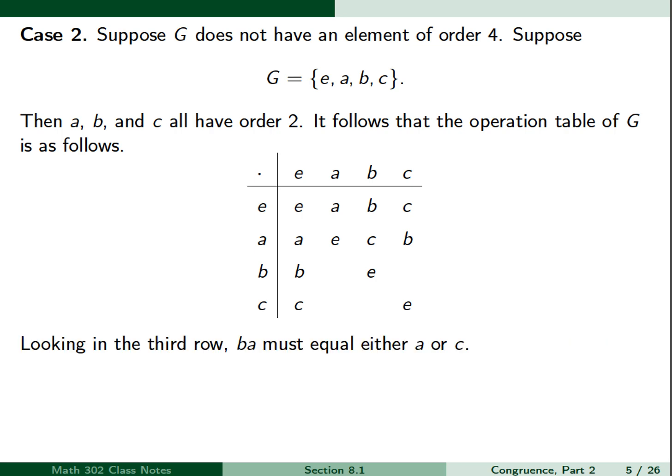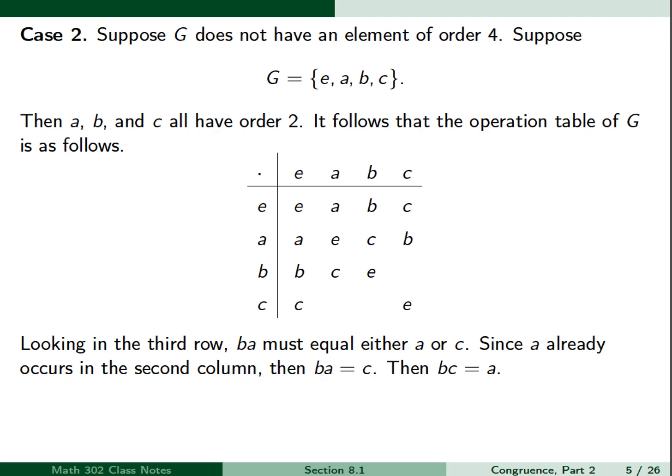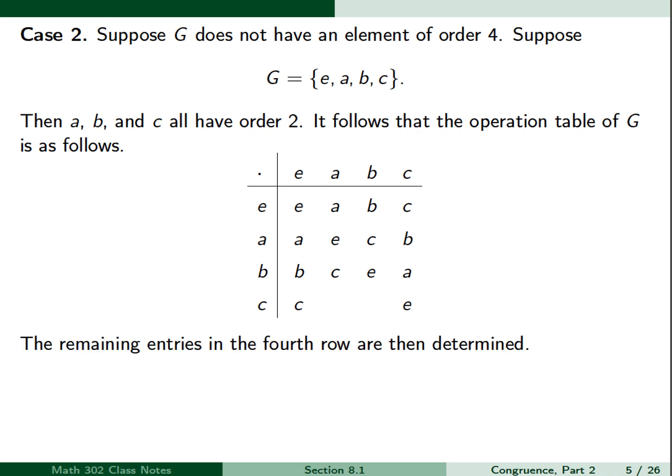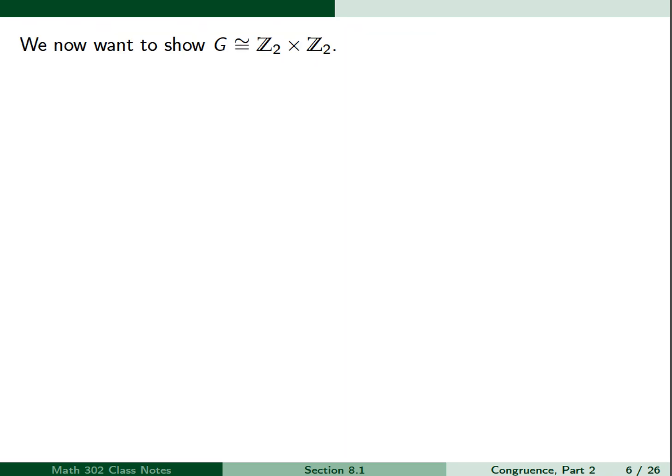Looking in the third row, ba, the second element, must equal either a or c, since b and e already appear in the third row. Since a already occurs in the second column, then ba is equal to c. And then our fourth entry, bc, has to be equal to a. And then once we're down to the fourth row, the remaining entries are determined. So that gives us our operation table.